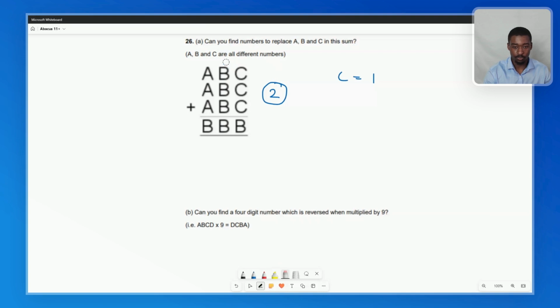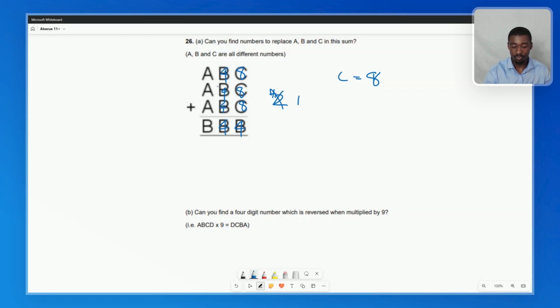So for example, if we try C equals 8, then what do we get? We have 8 plus 8 plus 8, which is 8, 16, 24. So 4, carry the 2. And then we have 4 plus 4 plus 4, which is 4, 8, 12. Add the 2 is 14, which works.